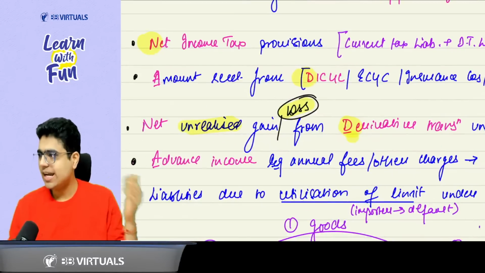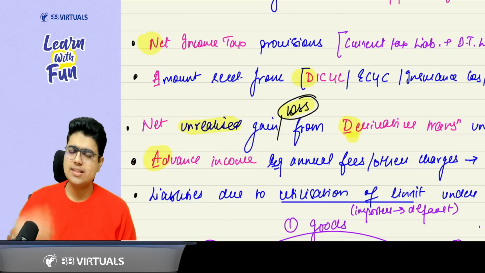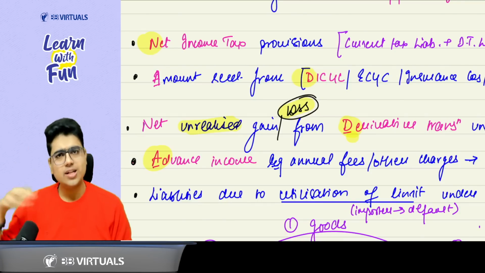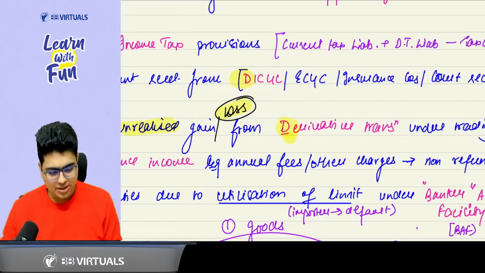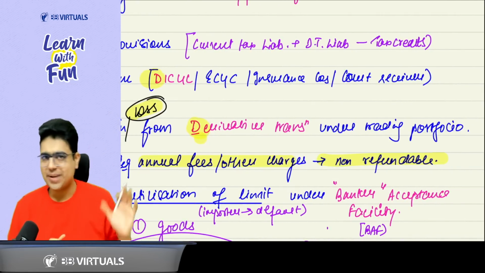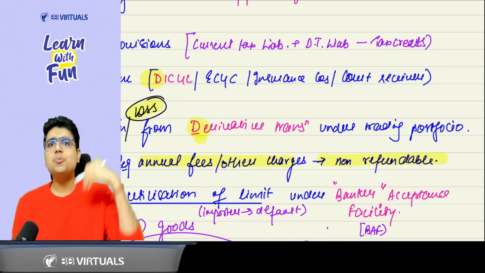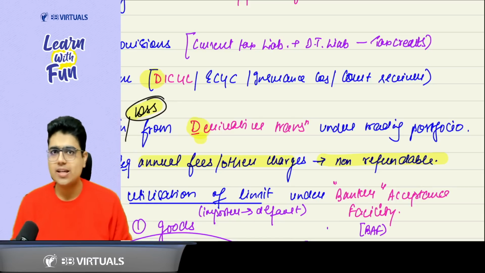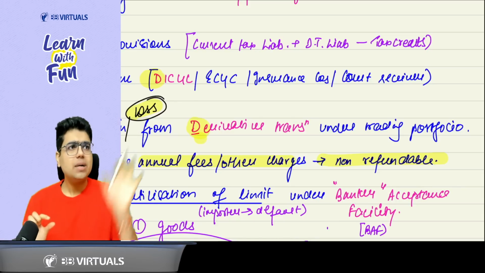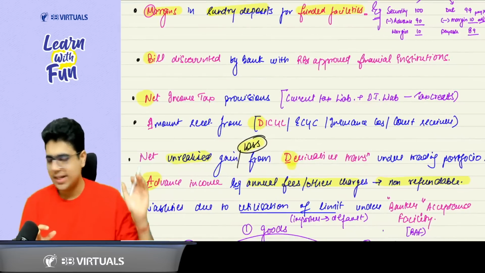The next point is the advance income. See, a bank gets a lot of income from the depositors in the form of some annual fees or other charges. So in case they have got some annual fees or other charges which are non-refundable, these are not to be refunded back. They have already got it. They just need to provide the service. They don't need to refund it back. So again, it is in the form of liability, but it need not be given back to the depositor. So it is removed from the DTL part.